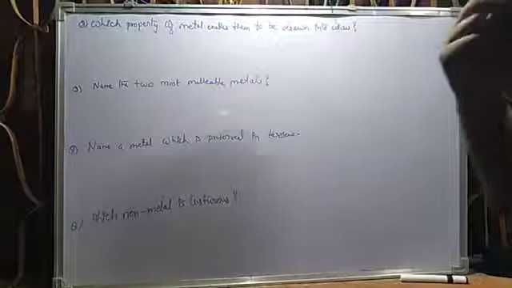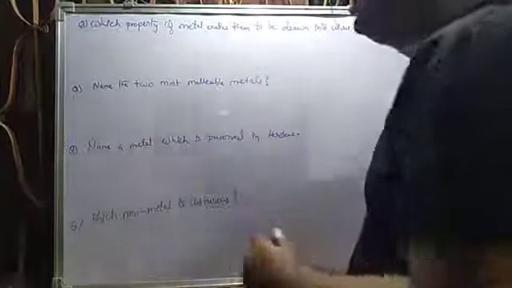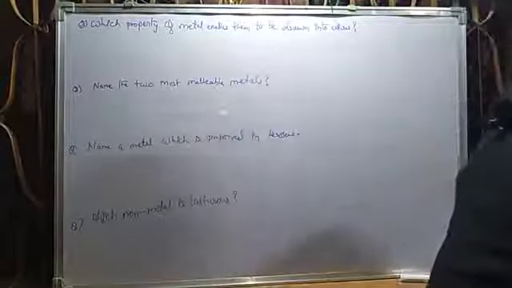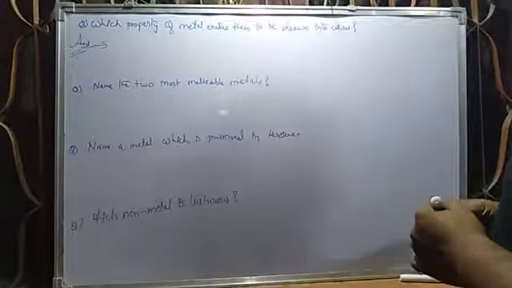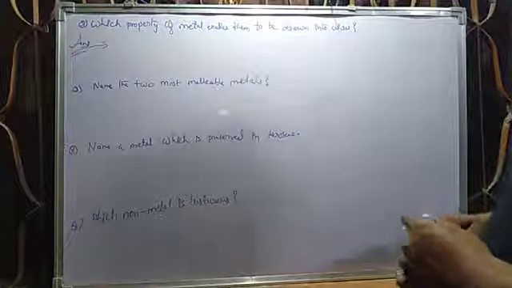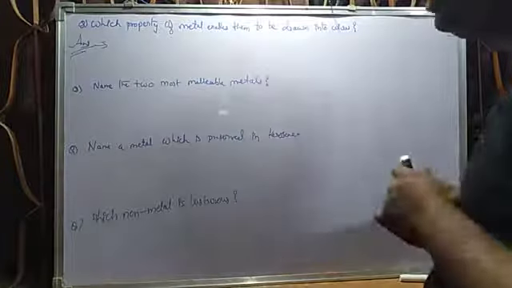Okay, students. Hello, and I am taking out some of the questions for metals and non-metals for revision purposes. What is the first question asking here? The first question is asking which property of metals enables them to be drawn into wires.